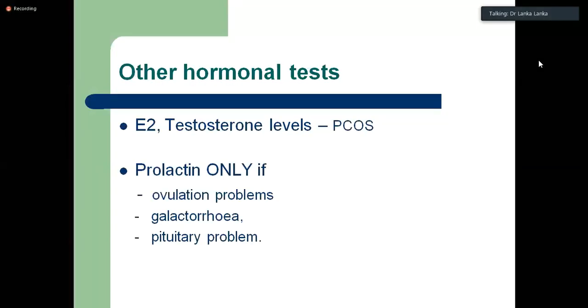Other tests like estradiol and testosterone levels are for PCOS, not for ovulation purposes. Prolactin levels we will do in case of a suspected pituitary adenoma, if somebody has symptoms like severe headache, visual disturbances, galactorrhea and prolonged amenorrhea.